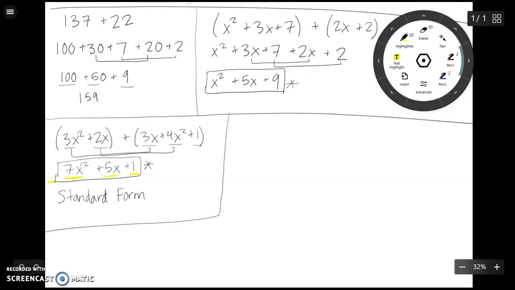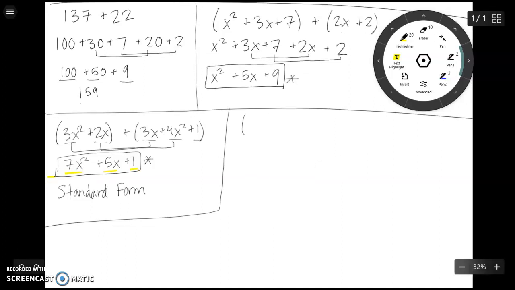Okay, we've seen a couple addition problems. Let's throw out a subtraction problem. Let's see this one that I have right here. 3x squared plus 2x minus 4x squared plus 3x minus 1.